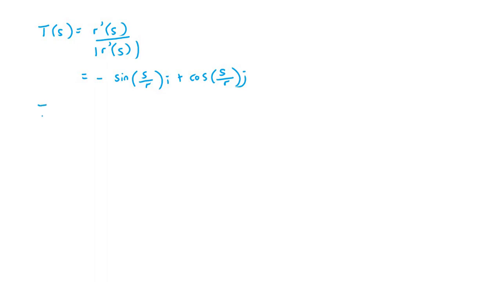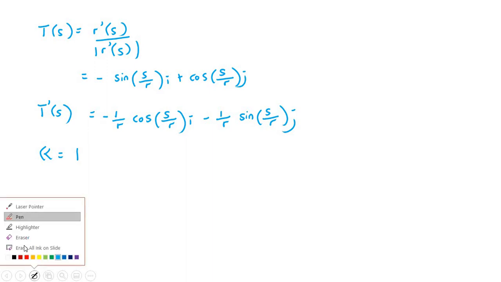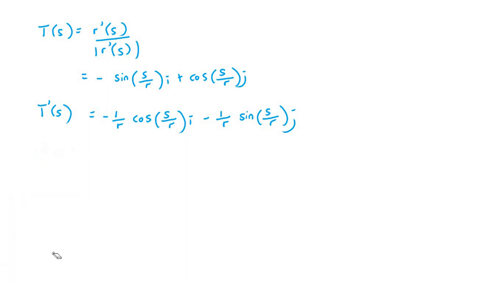And then we find T'(s), differentiating T(s) with respect to s. So we have negative 1 over r cos(s/r) in the i component, negative 1 over r sin(s/r) in the j component. And then the curvature kappa is actually the magnitude of T'(s). We find the magnitude of T'(s) first.